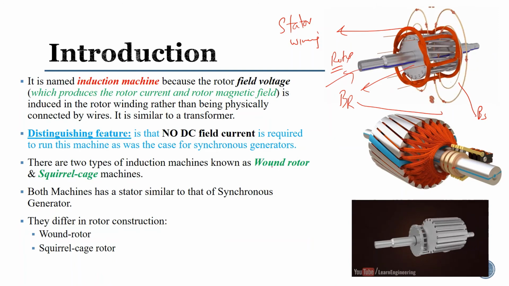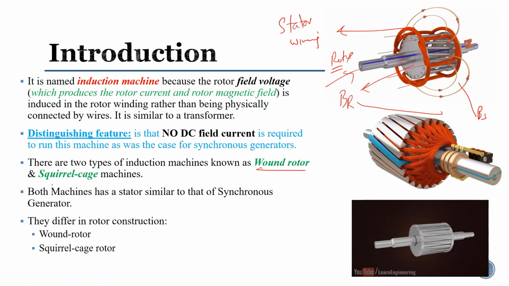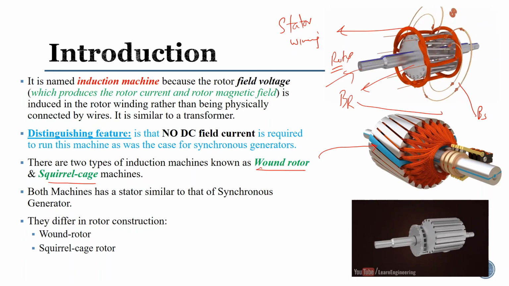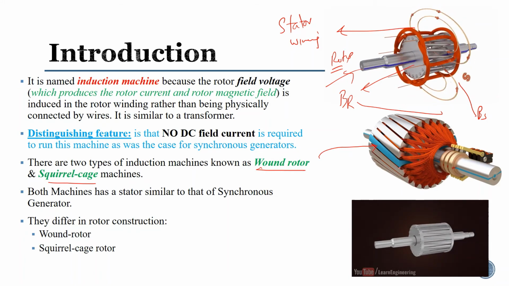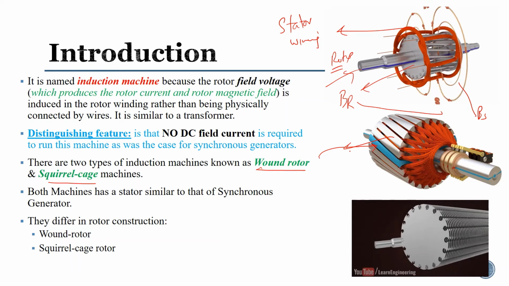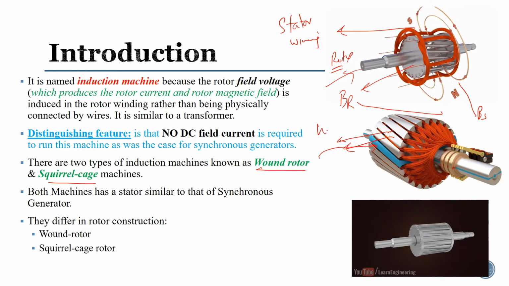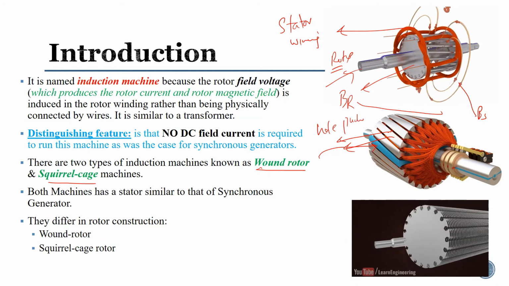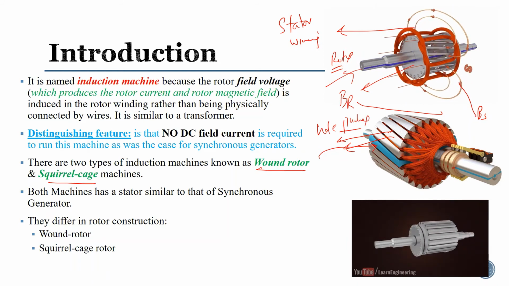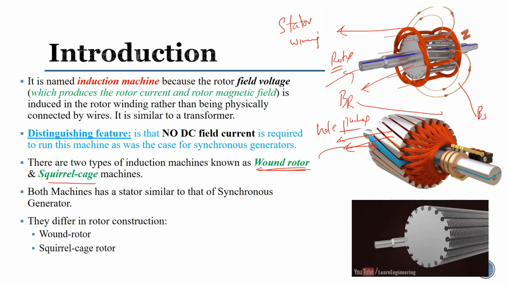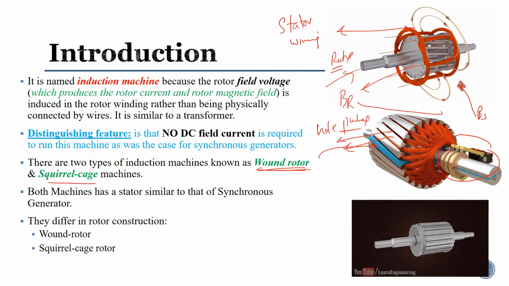There are basically two types of construction for the rotors of the induction motor. One is called the wound rotor, and the other is called the squirrel cage rotor. The wound rotor looks like this: you have laminated steel, and you punch holes here, and the rotor windings go through them. If you are using the wound rotor, then we also need the slip rings.